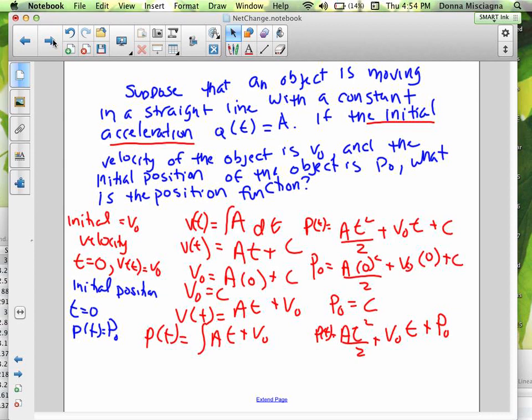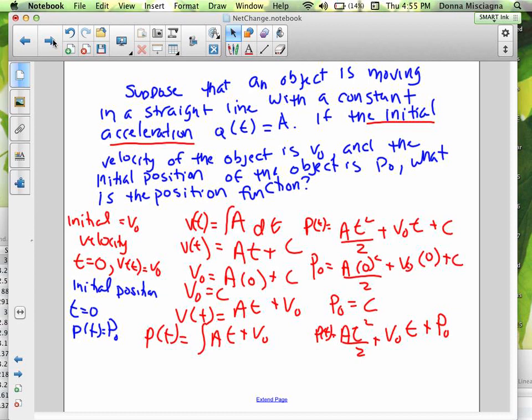And again, we solve for c. We know when time is 0, position is p naught. So we have a of 0 squared divided by 2 plus v naught times 0 plus c, which means c is equal to p naught. And that means our position function is at squared divided by 2 plus v naught t plus p naught.